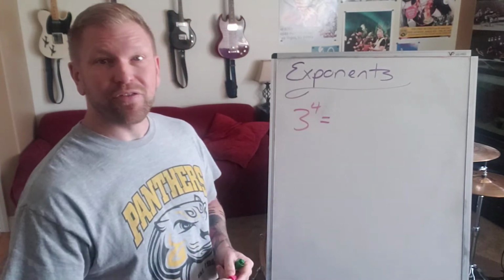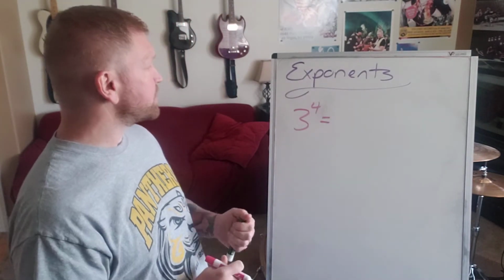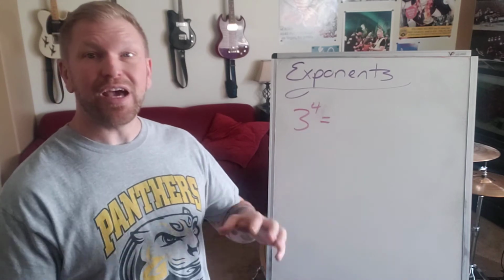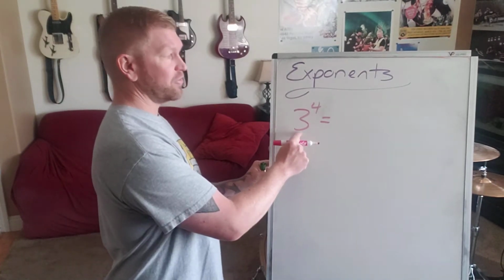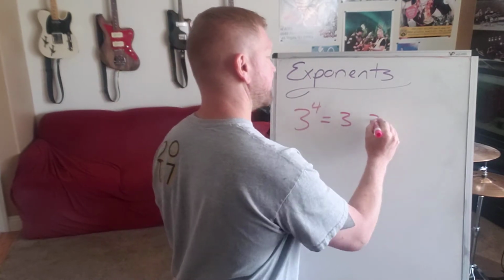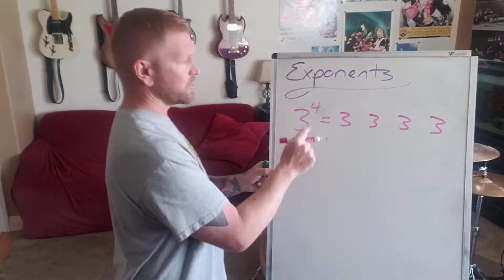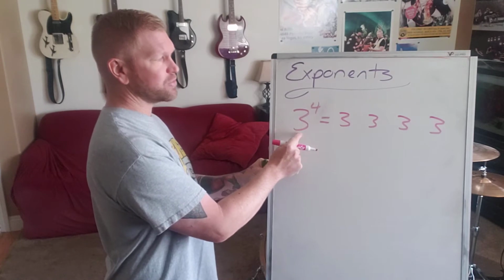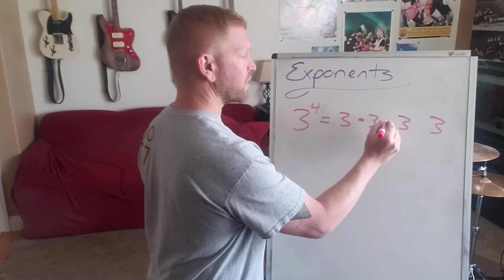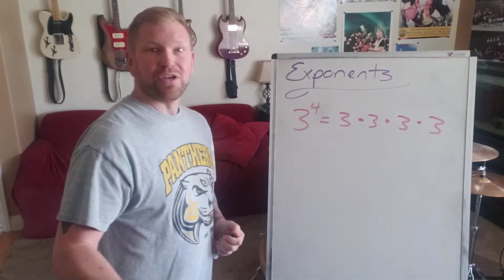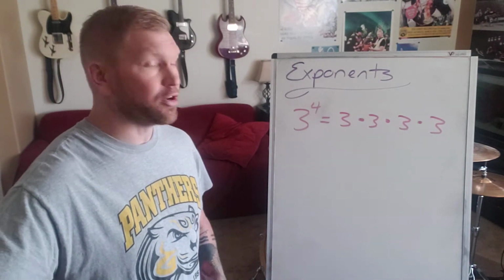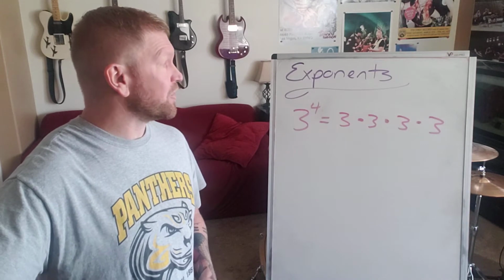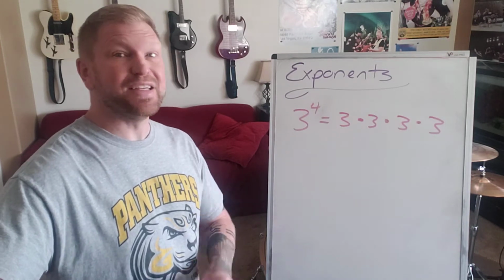Okay, so when you have 3 to the 4th power, you've got the base and you've got the exponent. The exponent tells you how many bases you have. So how many 3's do we have? We have 4 of them. 3, 3, 3, 3. So the exponent tells you how many of the bases you have to use in a multiplication problem. So we're going to do 3 times 3 times 3 times 3. It's repeated multiplication.